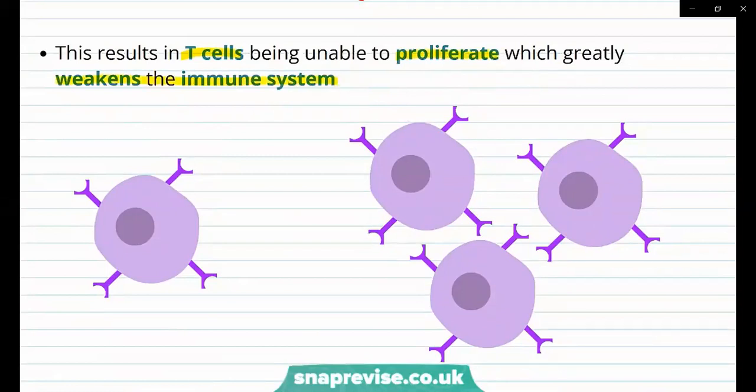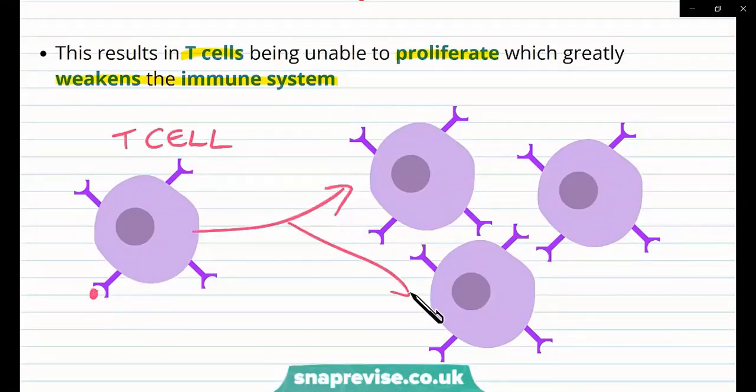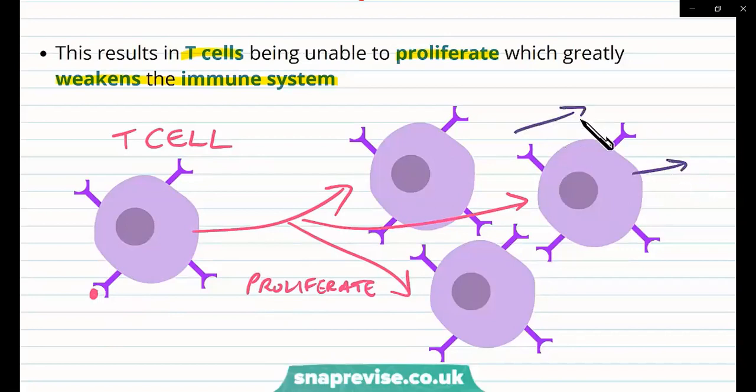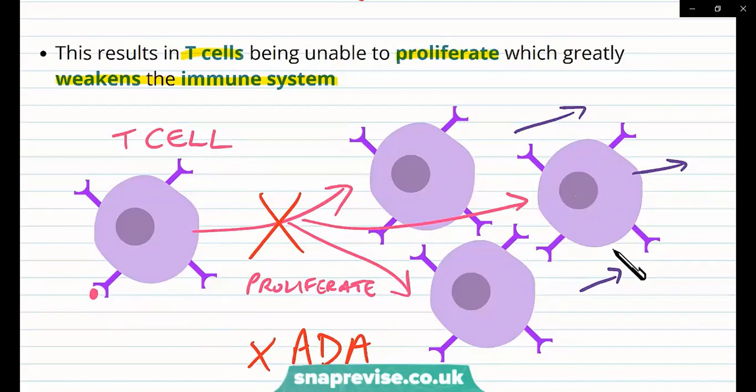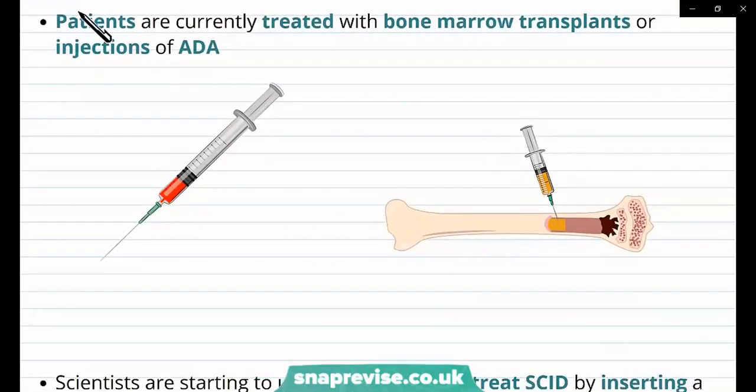So a really important feature of the immune system is where we have a T cell or a T lymphocyte recognizing a particular pathogen. And to get rid of that pathogen, normally the T cell would divide or proliferate into many different T cells, which can then tackle that pathogen as one big army of cells. In this mutated version of ADA, which doesn't work anymore, this process can't happen, which means the immune system can't fight off pathogens.